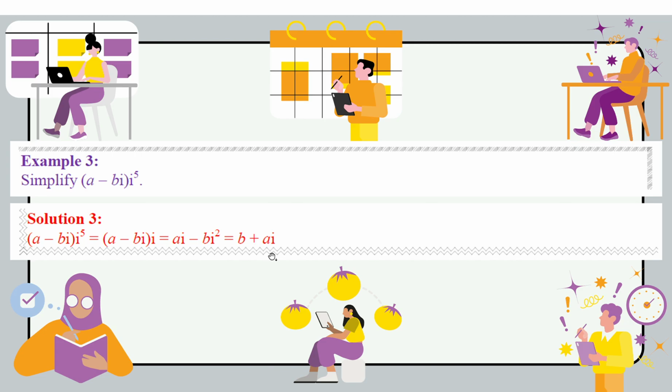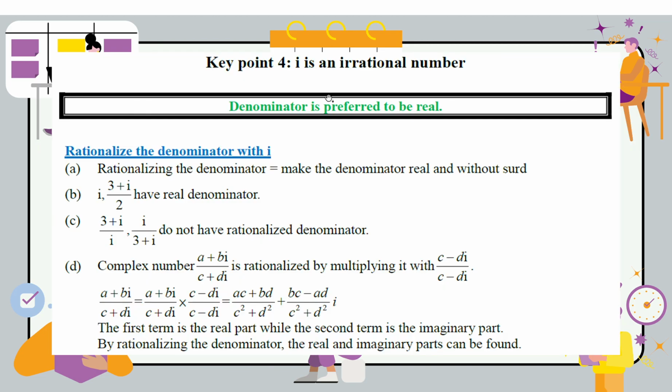We always remember our format is the real part first and then the imaginary part, the ai, bi terms. And i is an irrational number, just remember. So the denominator is preferred to be real, so we have to think about how to rationalize the denominator with i. Very easy: multiply by its conjugate. If it's 1 over Z, multiply by 1 over Z bar, and then the denominator becomes real.